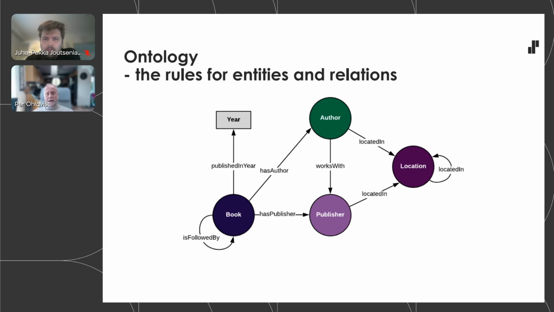It defines valid relationships. Books have authors. Authors are located in places, and books can follow other books. Without this, knowledge graphs are just connections. But with this, they are structured meaning that AI can rely on. And this is the kind of semantic backbone that supports both humans and machines to understand our natural language.